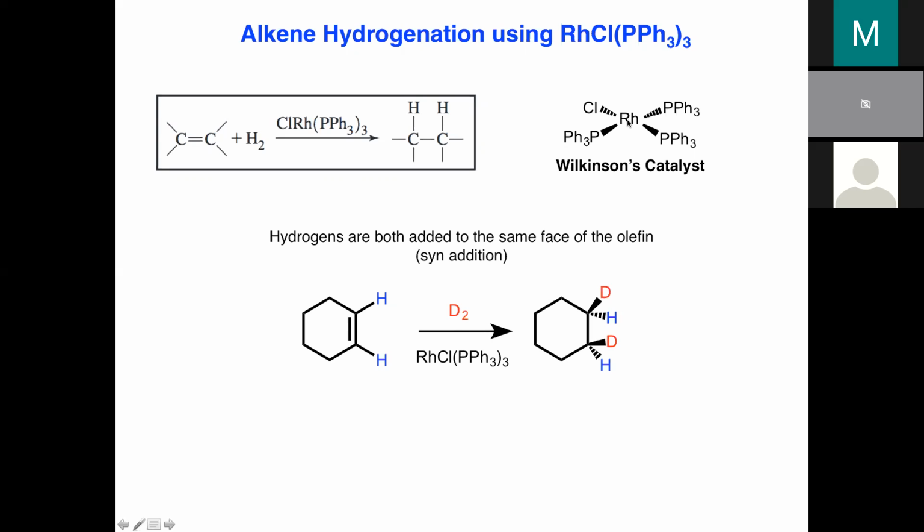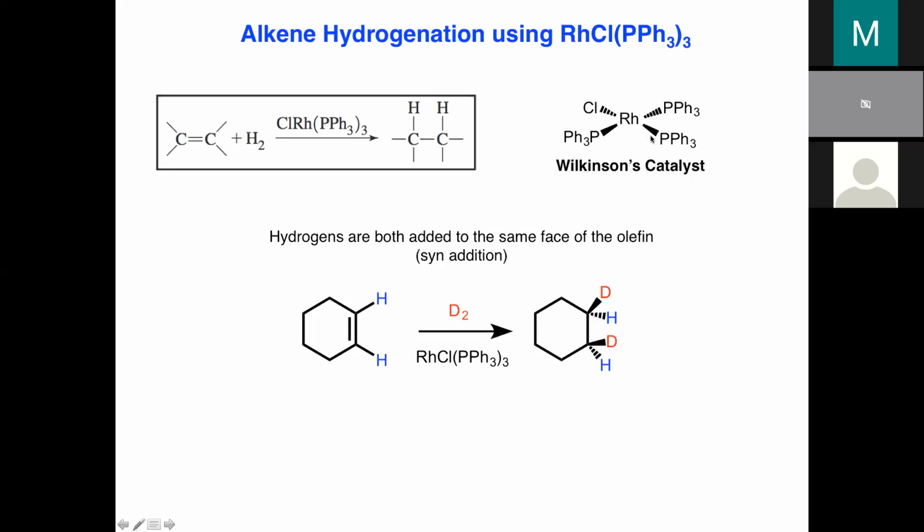Okay, so this is rhodium. We have one anionic ligand, that being chlorine, that's bound to it, and then three two-electron donor phosphines. So that means that this is rhodium(I), which is d8. This is a square planar complex, right?